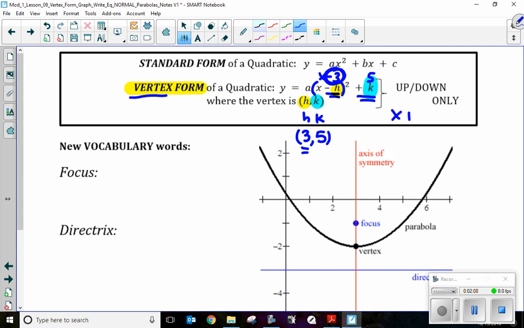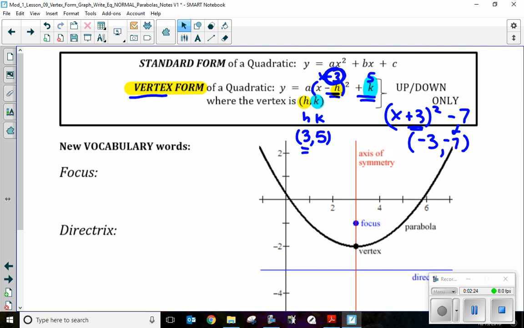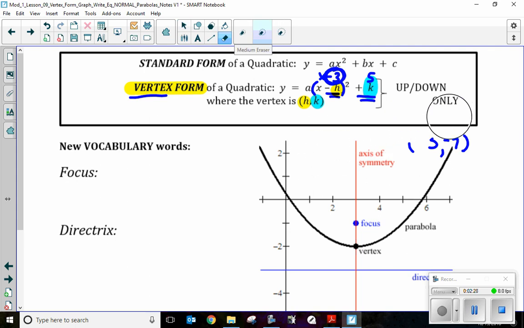So what happens if it was x plus 3 squared minus, let's say, 7? My vertex would still be negative 7 for the y, but in here I flip it, and it would be negative 3. Okay, that's one of the first and major things to recognize when it comes to finding the vertex in the vertex form of a quadratic. Okay, so the vertex is right in front of our face.